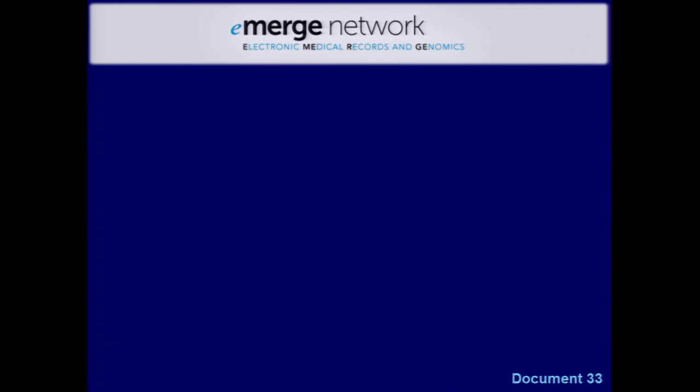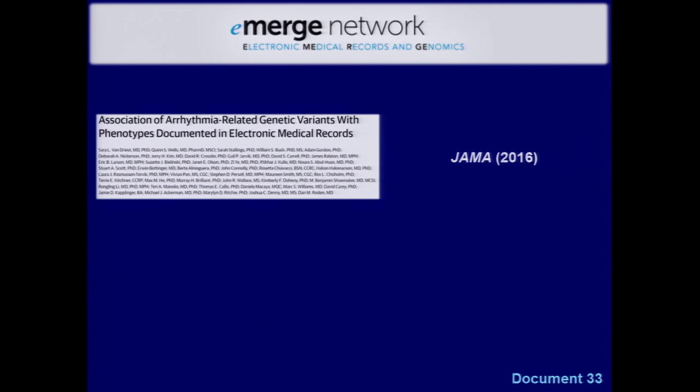The Electronic Medical Records and Genomics, or eMERGE network, which recently entered its third phase, conducts genomic discovery and clinical implementation research by leveraging data from large biorepositories linked to electronic medical records. A paper outlining findings by eMERGE investigators was recently published in JAMA, along with an associated editorial.